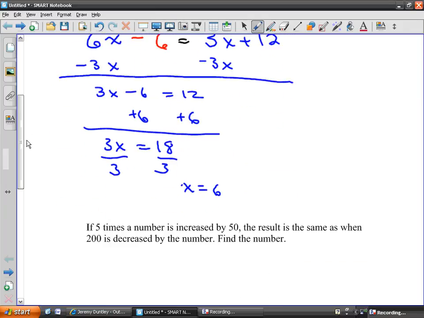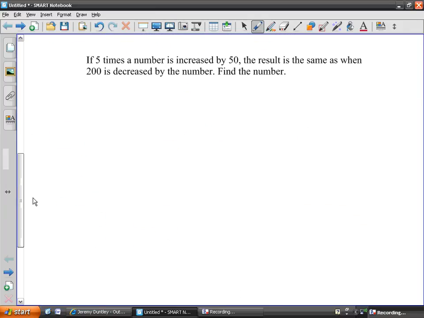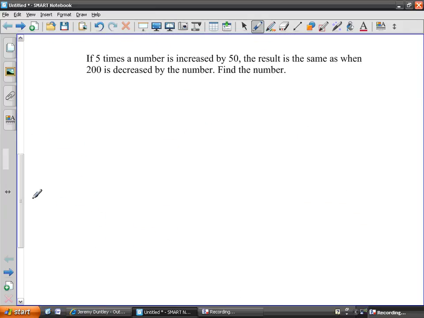Okay, so let's look at a second problem. If 5 times a number is increased by 50, the result is the same as when 200 is decreased by the number. Find the number. All right, this looks a lot like the last problem. I'm still going to write a let statement because it's a word problem and I have to write a let statement. They're asking me to find the number, so that's what I'm going to allow x to be. I'm going to allow x equal the number.